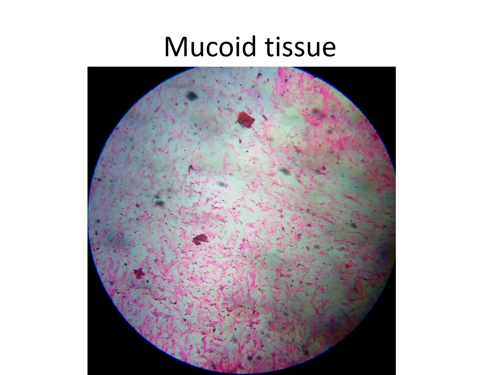So mucoid tissue, Wharton's jelly of the umbilical cord. This slide that we have kept is of the umbilical cord, and this is given the name Wharton's jelly. So the umbilical cord contains an artery and a vein.